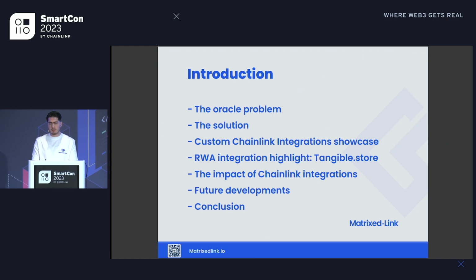Then I'm going to showcase what kind of impact these Chainlink integrations and the integration of the Chainlink services have on DeFi projects and what it can enable. Then I'll talk a bit about future developments and close off the presentation.